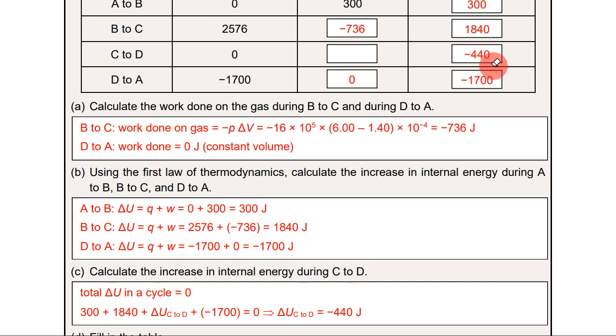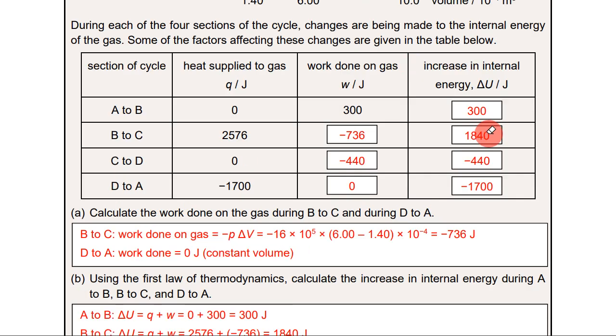Once we fill up this box, we can deduce this box because, again, according to the first law of thermodynamics, Q plus W will give you this number. This value plus this value will give you negative 440. So if this is negative 440, we can deduce the remaining value. So that completes the table.